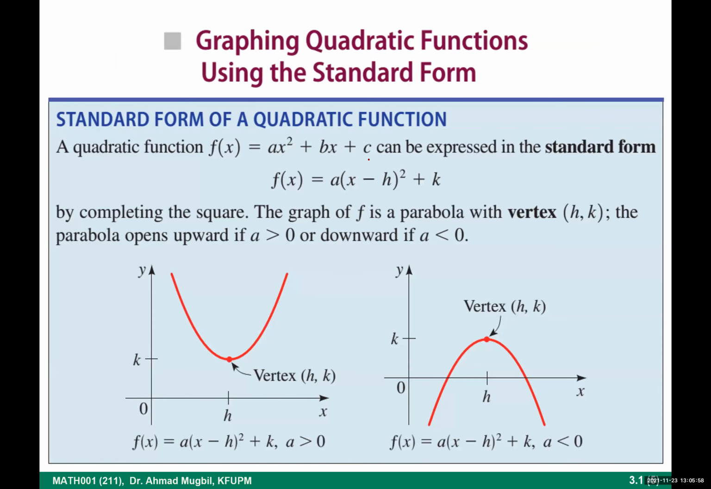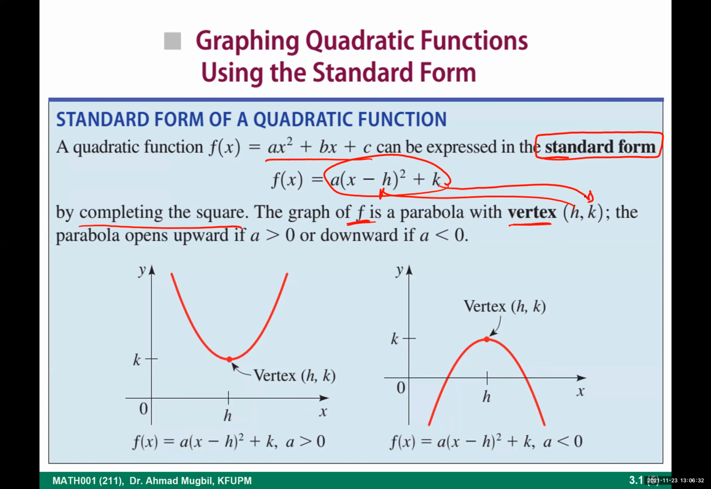The quadratic function in the general form is this one. It can be expressed in the standard form, and this is the form that we need to work with most. The standard form is a, which is the coefficient of x squared, multiplied by x minus h all squared plus k. This form can be obtained from the general form by completing the square. The graph of any quadratic function is a parabola. The vertex will be h and k, the coordinates of the vertex.